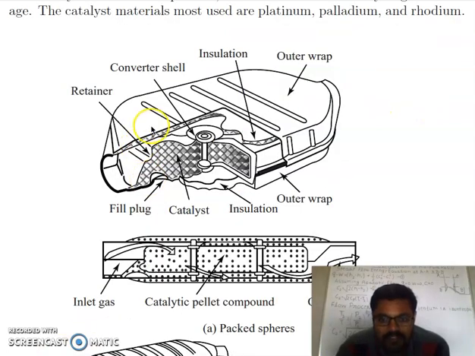In this diagram you can see the catalytic converter. So this is your retainer chamber. This is your converter shell. The outer body is insulated to maintain the temperature. So this is your outer wrap, and before that you have insulation. This structure contains the catalyst.